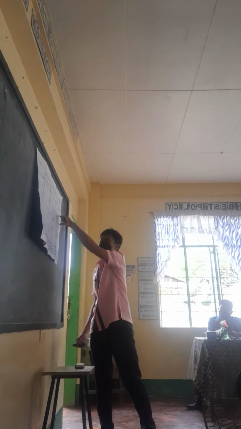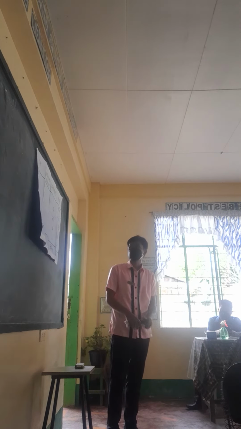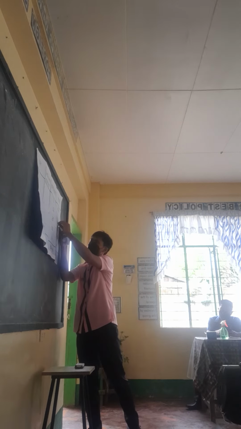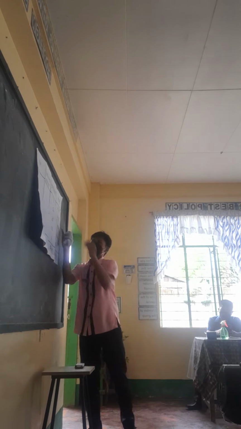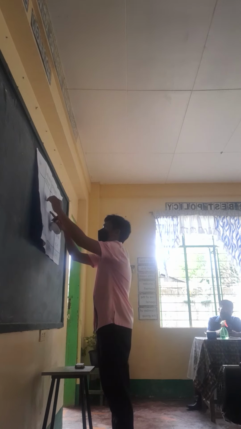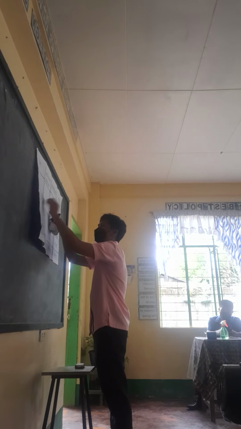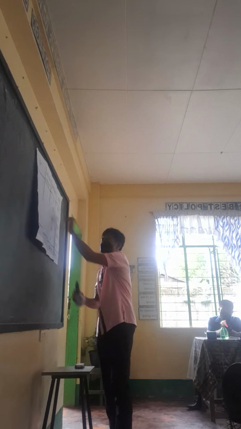What about this class? How do we get it? We will just add these, then divide by 2. So 89 plus 90 is 179. Very good. Divided by 2, we get 89.5. So that is the lower boundary of this class.